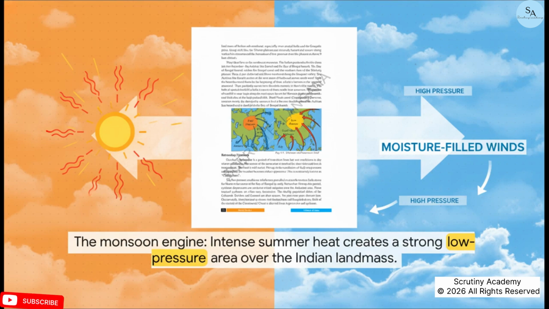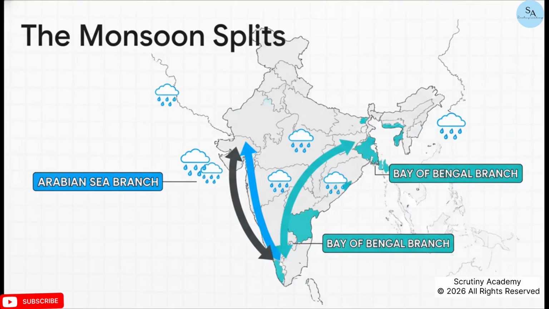Well, think of it like an engine. In summer, the Indian landmass gets baked by the sun, right? This creates this huge area of intense low pressure. Meanwhile, out over the Indian Ocean, it's cooler, so you have high pressure. And nature always wants to find a balance, so this massive pressure difference literally pulls all that moisture-packed wind from the ocean straight towards the land. That's the monsoon.